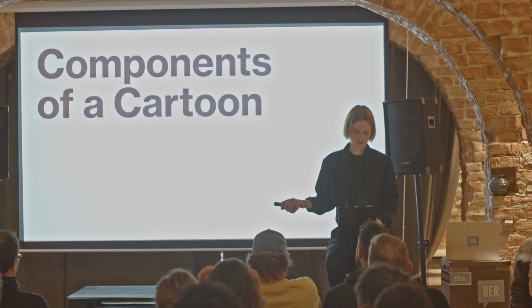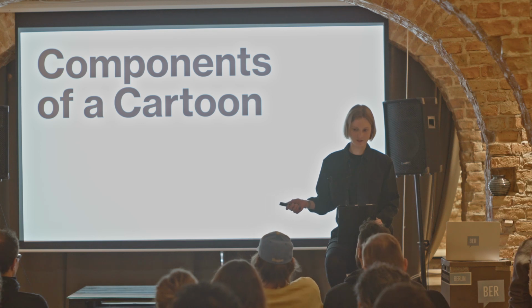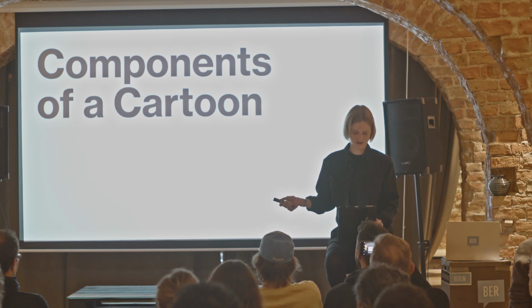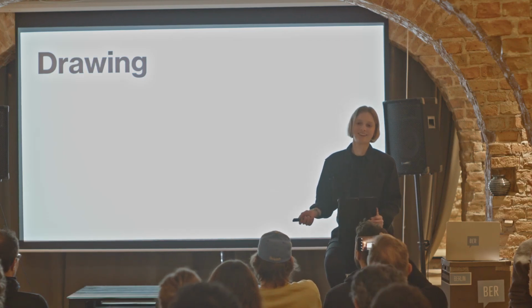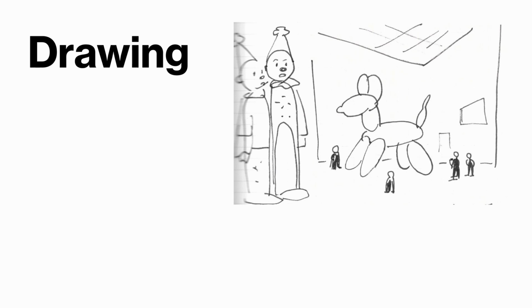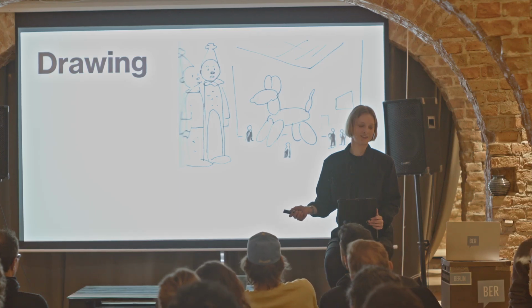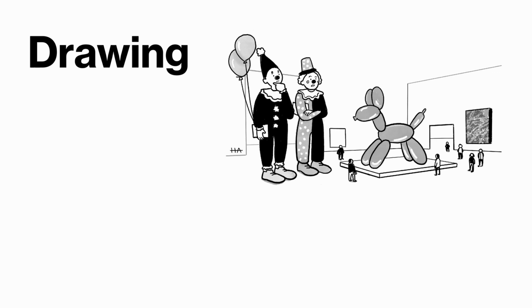Okay. Lesson 1, chapter 1. And I promised no diagrams. Components of a cartoon. What have we got? Drawing. Without drawing, it's not a cartoon. Here's the thumbnail sketch. Here's the final art.